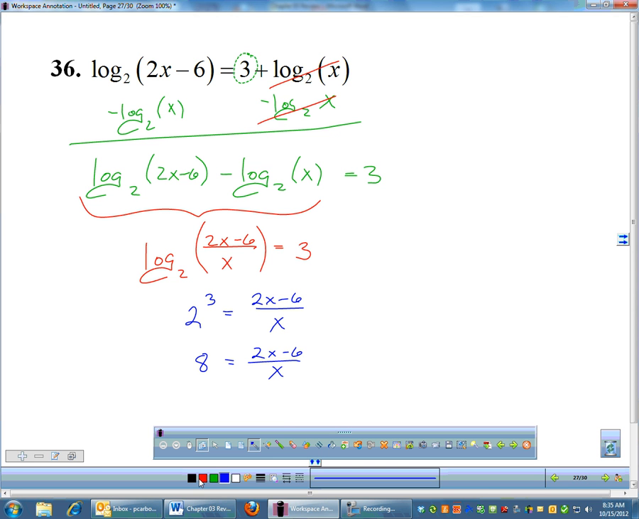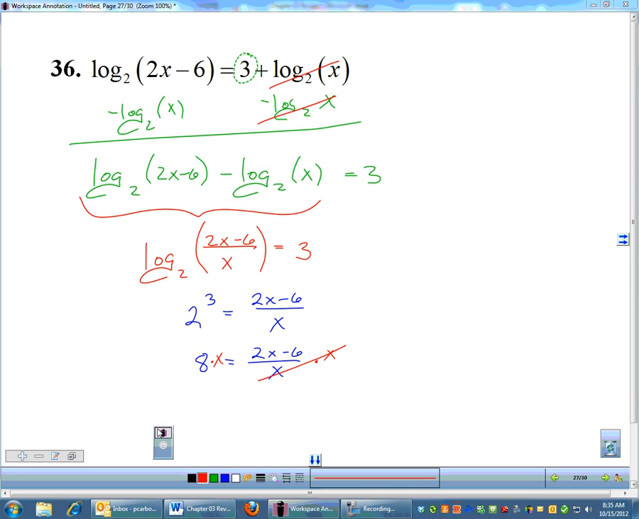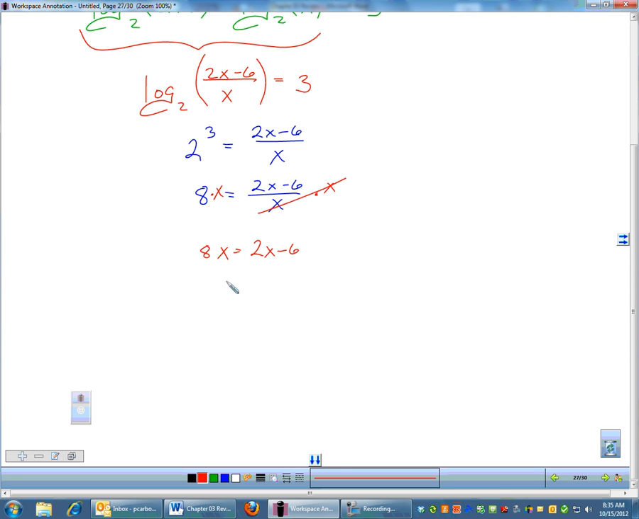I will multiply by x to get rid of that denominator. So over here they cancel, leaving me with 8x equals 2x minus 6. Then I'll keep working down. I'll subtract the 2x. So 6x equals negative 6. I get x equals negative 1.